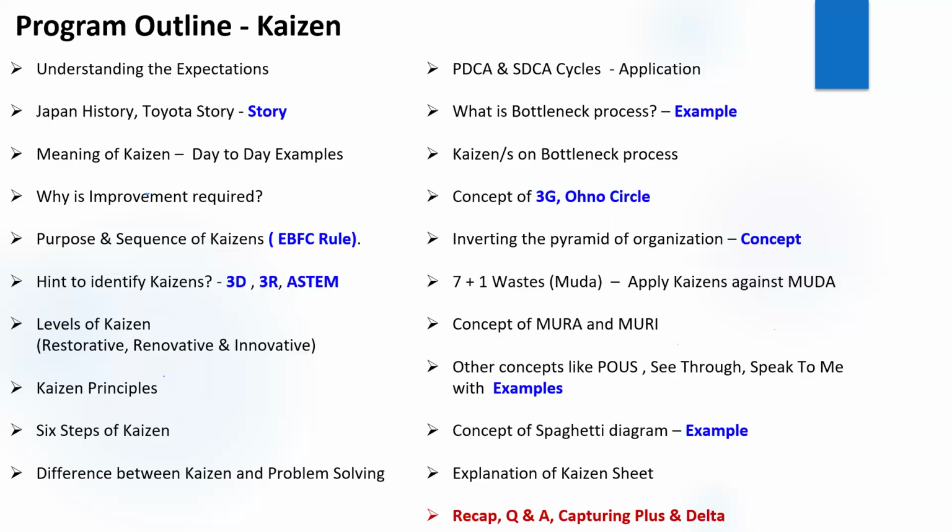Then we will also discuss the PDCA and SDCA cycle. The PDCA cycle is plan, do, check, act, and the SDCA cycle is standardize, do, check, act. We'll see the application of PDCA and SDCA cycles as well. Then it is said that we should start to implement Kaizen with the bottleneck process. So we will see what a bottleneck process is.